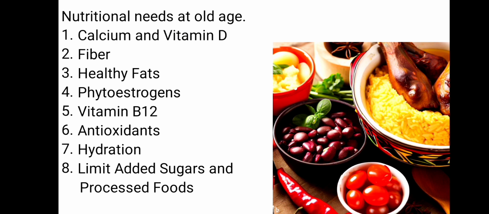Something like cancer, something like tumor, something that was not there before in the body, maybe a growth somewhere, a malfunction somewhere. That's what we call oxidative stress. Antioxidants help to reduce it. Then there should be proper hydration, and older adults should limit added sugars and processed food. So whatever recipe you are making for people at old age, remove totally added sugar and processed food.